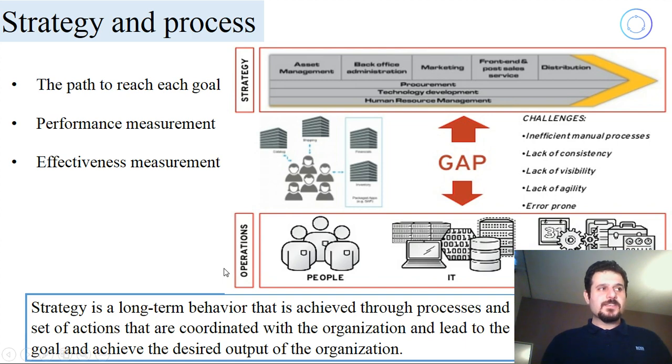And we can create a new definition for a strategy. Strategy is a long-term behavior, pay attention, behavior that is achieved through the processes, and by determining a set of actions. What's the set of actions? Set of actions means, again, processes that are coordinated, they align all activity to our goals within the organization and lead to realization of the goal and achieve the desired output. What's the desired output again? It's our strategic objective, our strategic goals.